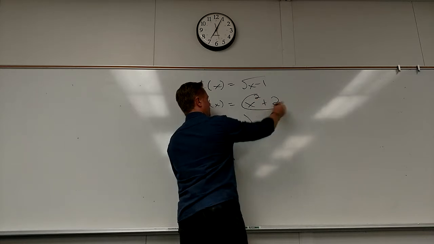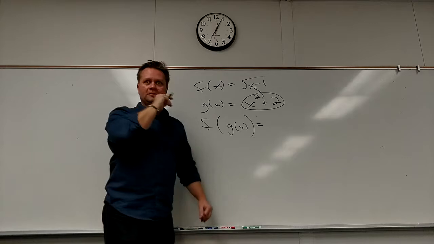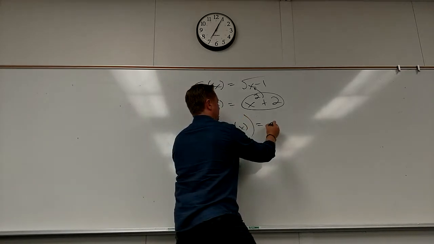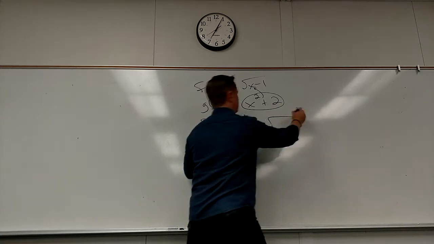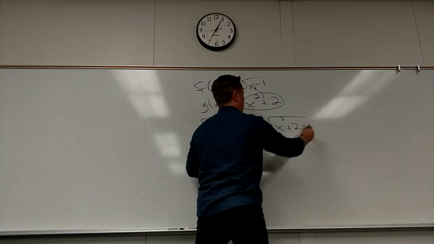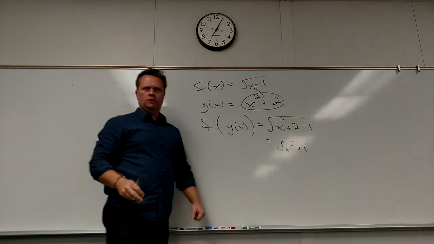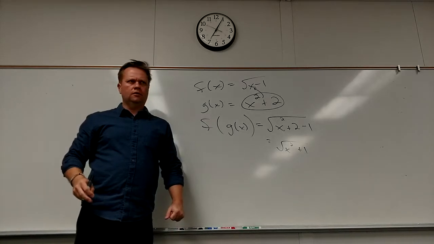So you're going to take this, shove it in there, right? So what's it going to look like? Square root of x squared plus 2, minus 1. Yeah, and then you can simplify it. You got a semi with me?